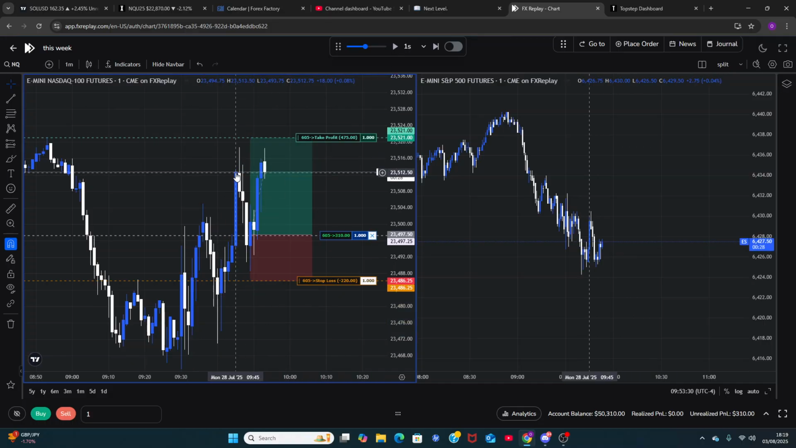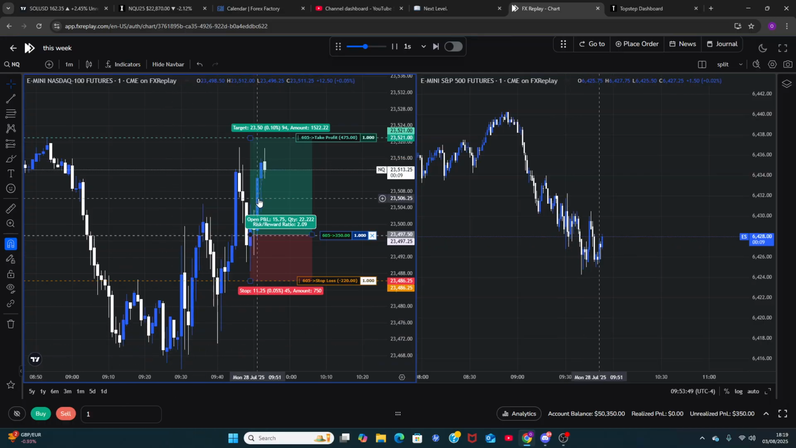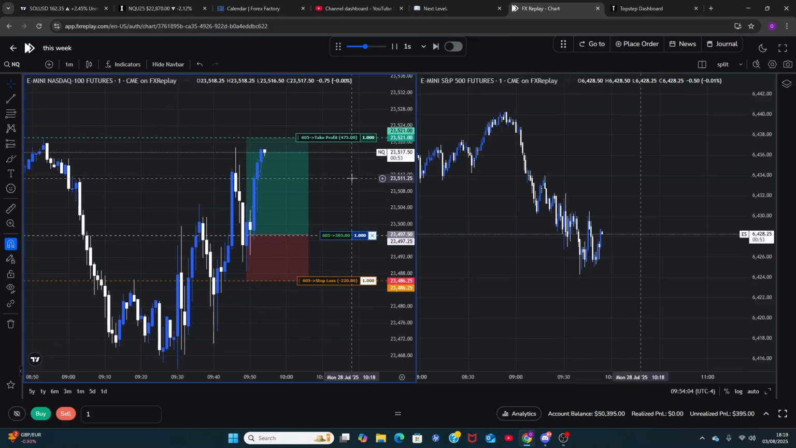Notice how the entries there would have been bad. I would have got stopped out. You have to wait for the rebalance. Don't enter there. It's too choppy. It's a Monday, no need to. And then let's see if TP gets hit.